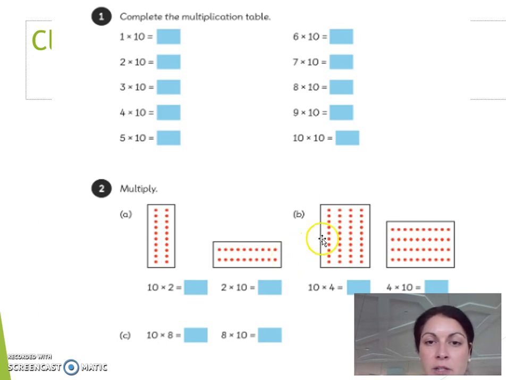Then we have B. You can see here there are 10 in this row and there are 4 rows. So there are 4 groups of 10. 10 multiplied by 4 is 40. And what we have here is 4 multiplied by 10, which is 40. We also have C. So I would suggest that you can do C with the children and they can draw out the arrays.